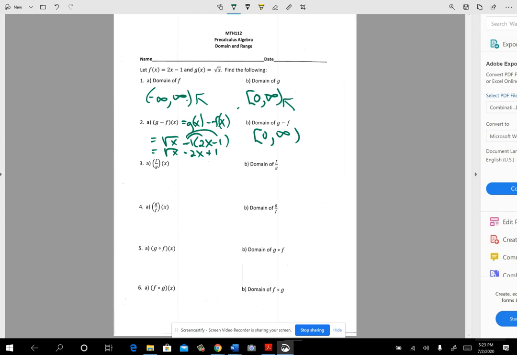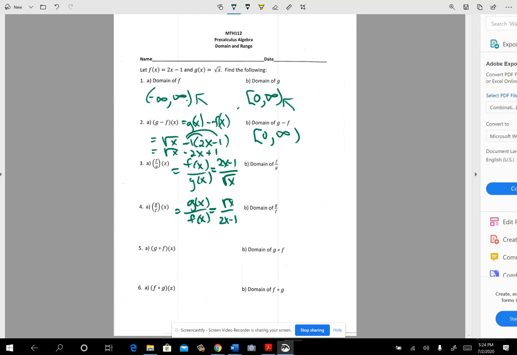All right, now division is what gets a little more interesting. When we do this one, F of X is on top. When we do this one, G of X is on top with f of x on the bottom, okay? So with the top one, we wind up having 2x minus 1 over the square root of x. On the bottom one, we have the square root of x on top and 2x minus 1 on the bottom.